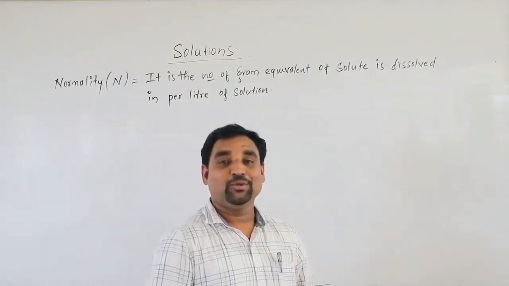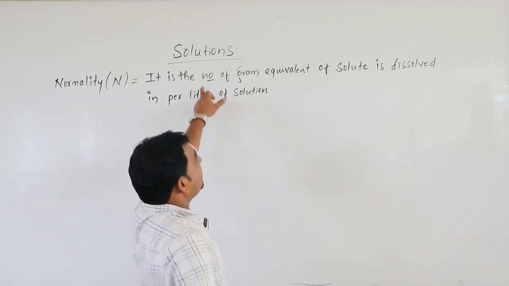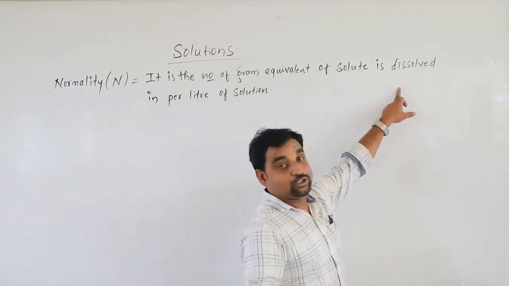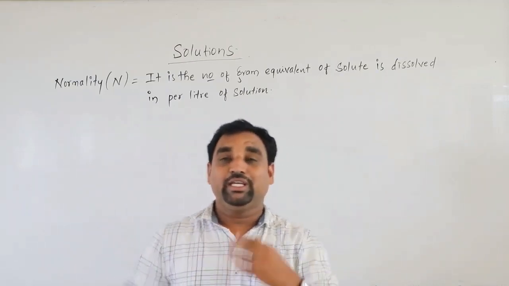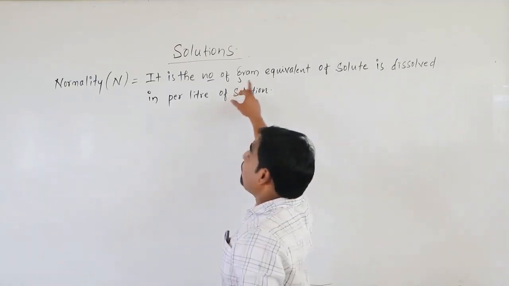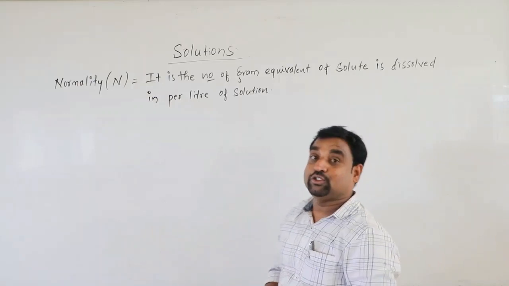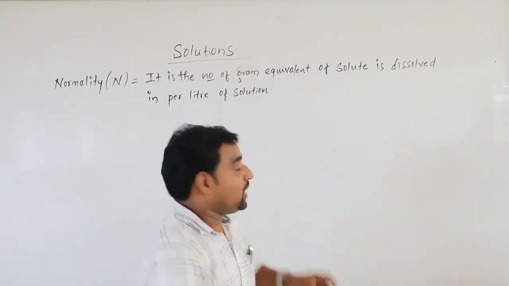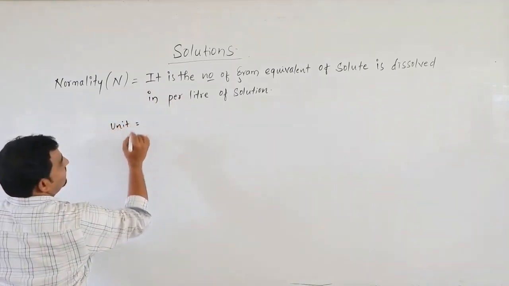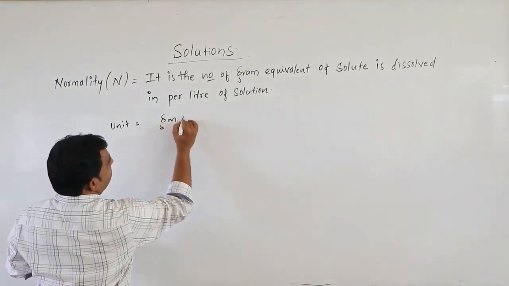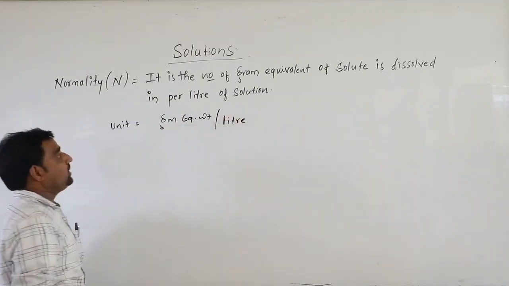Yes, we will discuss one more concentration term, the important normality. Normality is the number of gram equivalents of solute dissolved per liter of solution. What is the difference between molarity and normality? In molarity we take the number of moles, but in normality we take the number of gram equivalents of solute dissolved per liter of solution. Normality is denoted by capital N. The unit of normality is gram equivalent per liter.